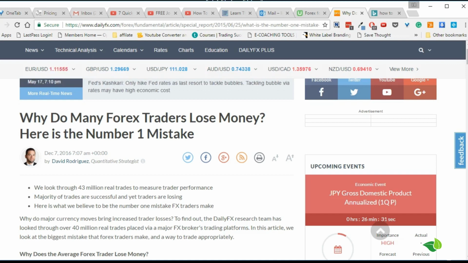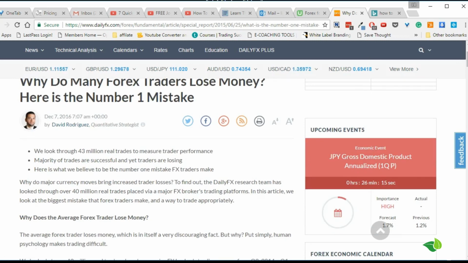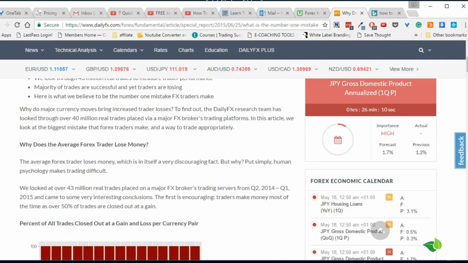There was an article in Daily FX, which is the online news website for FXCM, and this article was done on December the 7th, 2016 by David Rodriguez. And they looked through 43 million real trades to measure trader performance. And here's what they said. The majority of trades are successful, and yet traders are losing. Here is what we believe to be the #1 mistake FX traders make.